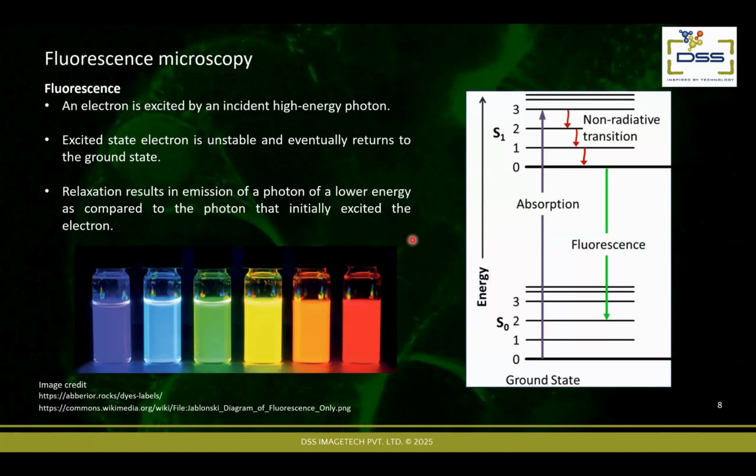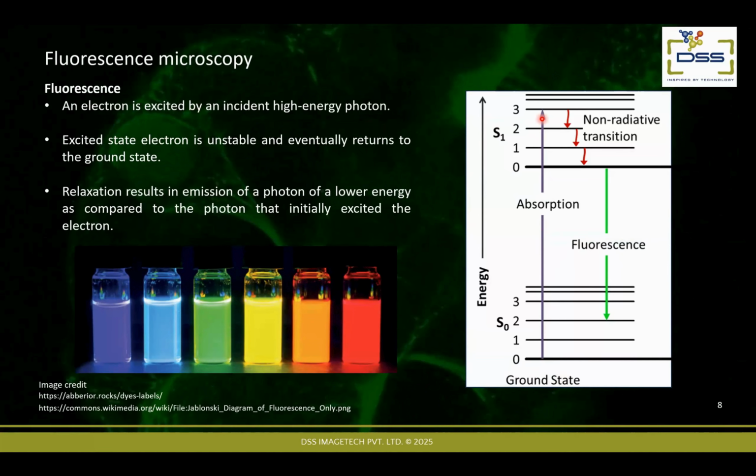Fluorescence, which forms the bedrock of both fluorescence microscopy as well as multiphoton microscopy, essentially takes place when a photon of high energy hits an electron. When this photon hits the electron, the electron acquires the energy transferred to it by the photon and moves through energy levels from the ground state to the excited state. So it is absorbing the energy of this photon and moving to the excited state.